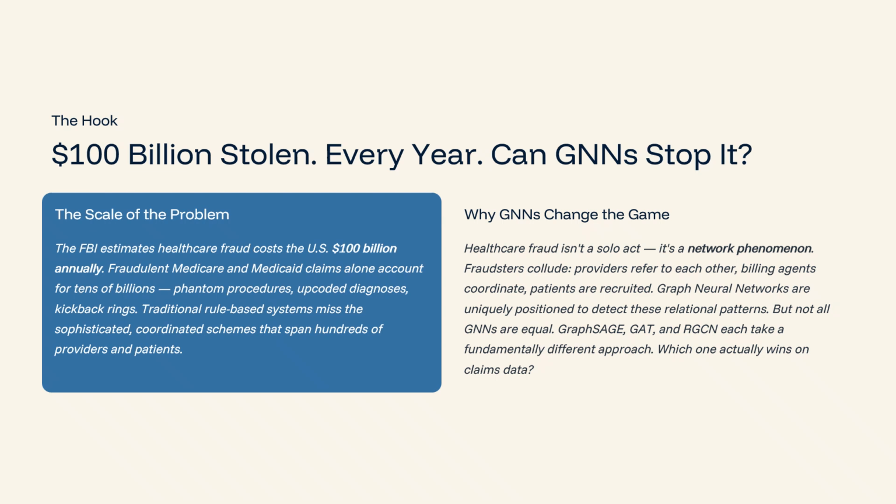Here's what I want you to internalize before we go further. This is not a detection problem, it's a network infiltration problem. Fraudsters don't operate alone. They build rings, providers referring to each other, billing agents coordinating across NPIs, patients recruited as props in phantom treatment schemes. The moment you understand fraud as a network behavior, you understand why graph models are not optional. They are the only tool that sees the full crime. But, and this is the thesis of today's episode, not all GNNs see it equally well.